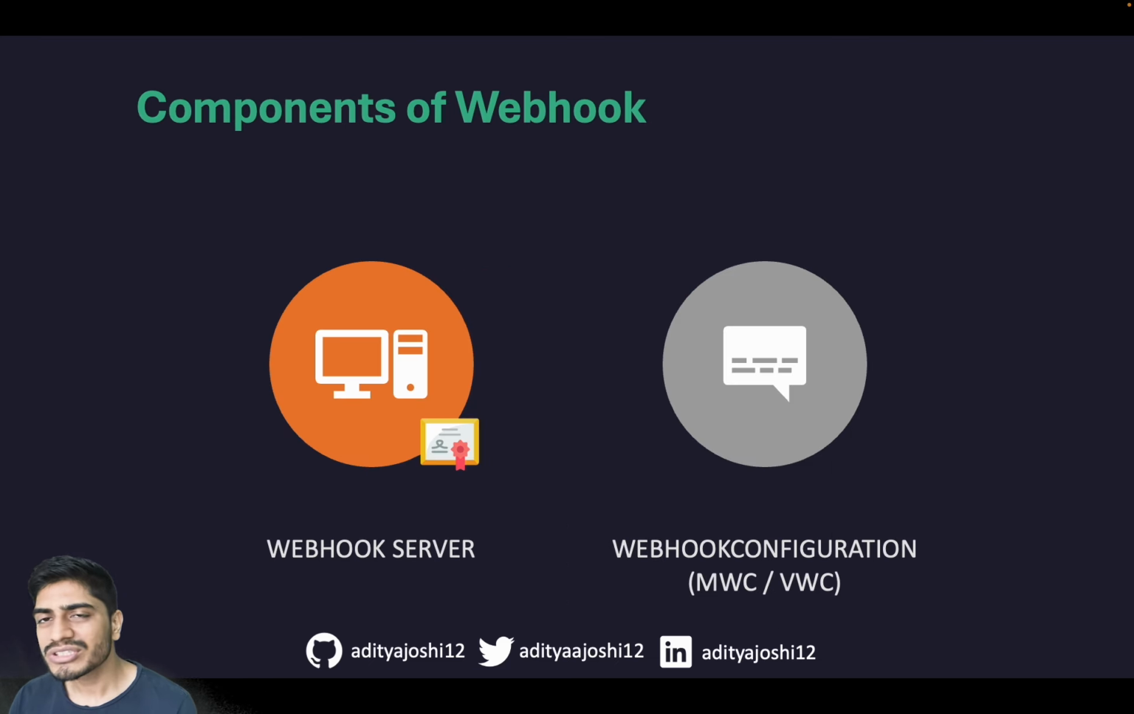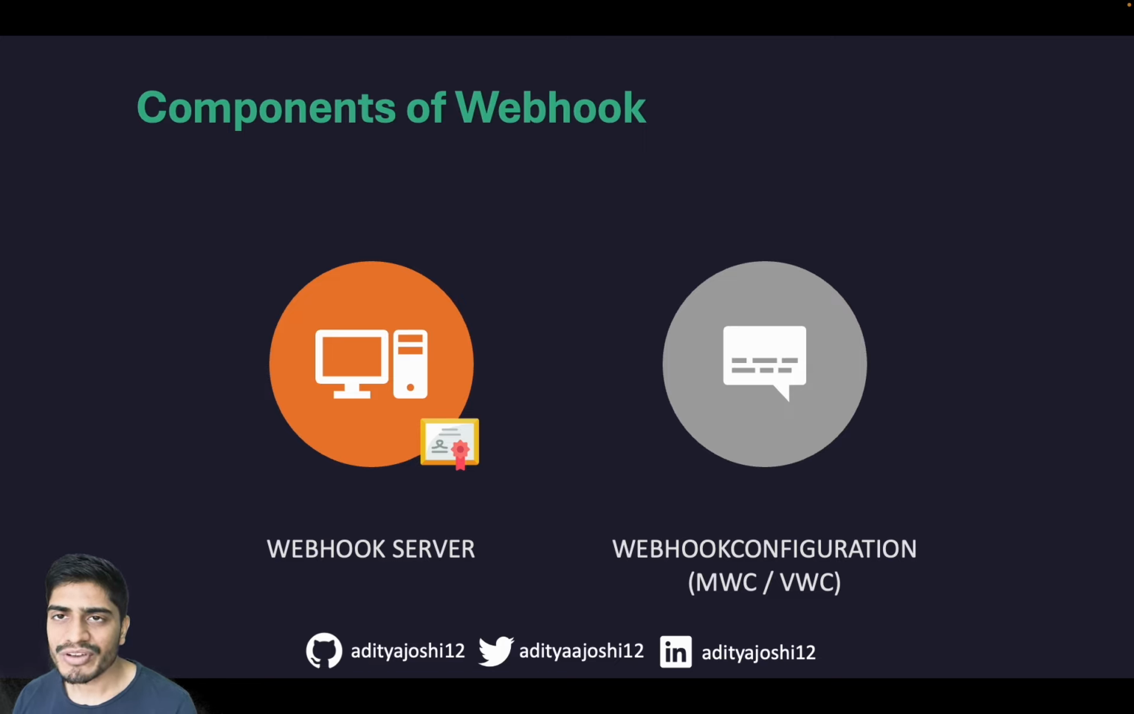Now there are two components of the webhook server. Whenever you want to run a webhook, whether it's a mutating or a validating webhook, there are two components that we have to set up. First is the webhook server itself, and in the webhook server we configure how the request is going to be mutated or validated. The other component is the webhook configuration. There are two kinds of webhook configuration: first is the mutating webhook configuration, and second is the validating webhook configuration.